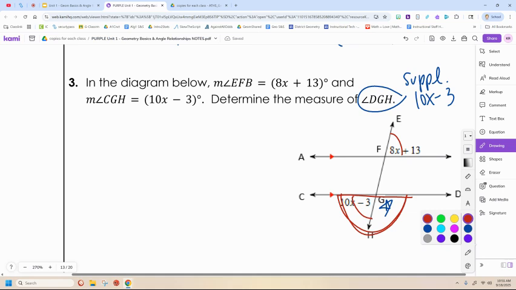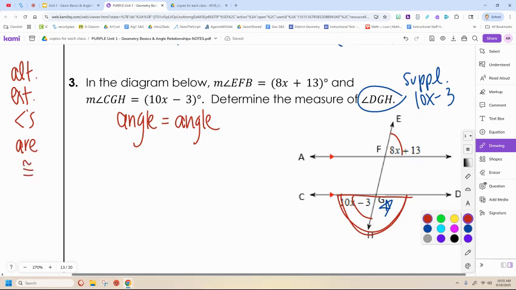So that means we don't want to add these angles. We want angle equal to angle because alternate exterior angles are congruent. Alternate exterior angles are congruent. So whenever you're doing these things, reinforce your vocabulary. All right, here we go.